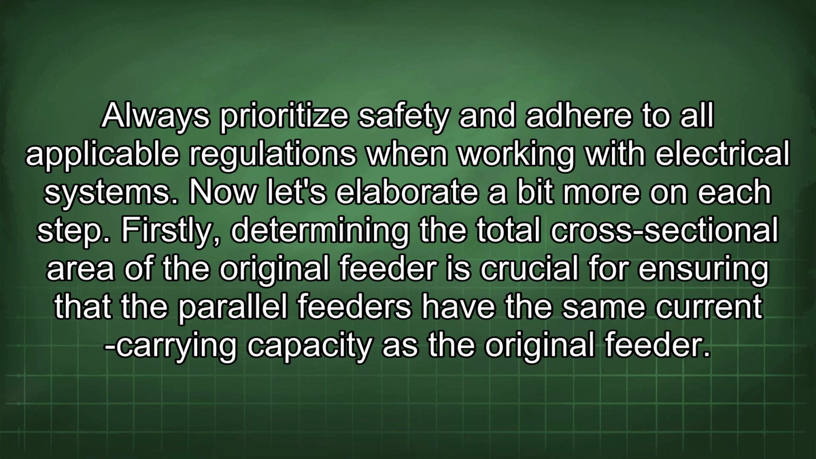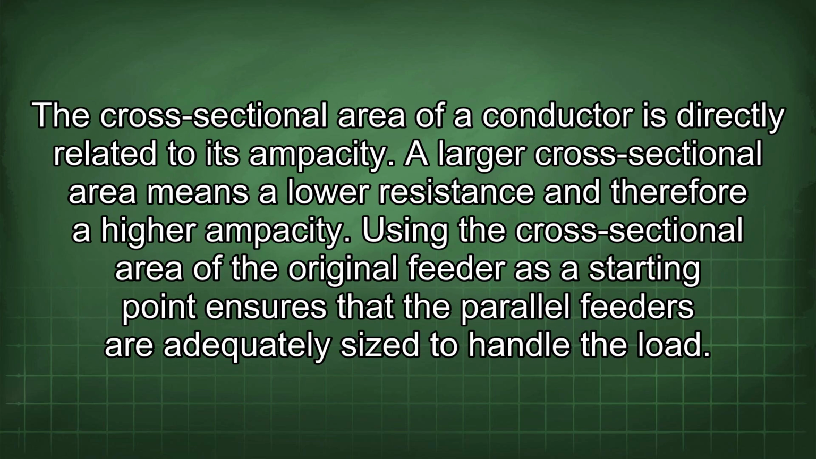Now let's elaborate a bit more on each step. Firstly, determining the total cross-sectional area of the original feeder is crucial for ensuring that the parallel feeders have the same current carrying capacity as the original feeder. The cross-sectional area of a conductor is directly related to its ampacity. A larger cross-sectional area means a lower resistance and therefore a higher ampacity.